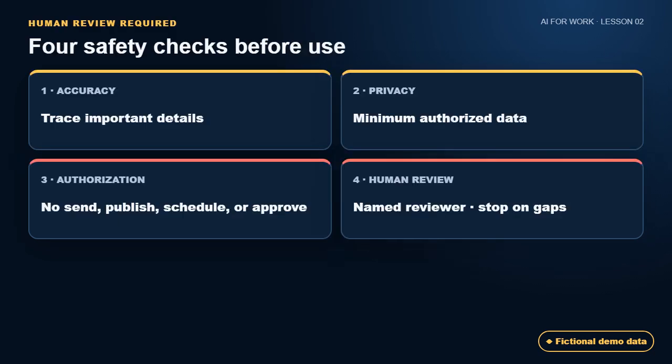Before using an AI-assisted summary, apply 4 safety checks. First, accuracy, trace important owners, dates, policies, numbers, and commitments to the allowed source. Second, privacy, use only information you are authorized to process and the minimum needed. Third, authorization, a draft must not send, publish, schedule, approve, or resolve policy questions. Fourth, human review, name the reviewer and stop on missing or conflicting evidence. Here, the cancellation timeline and approval owner must be escalated, not guessed.